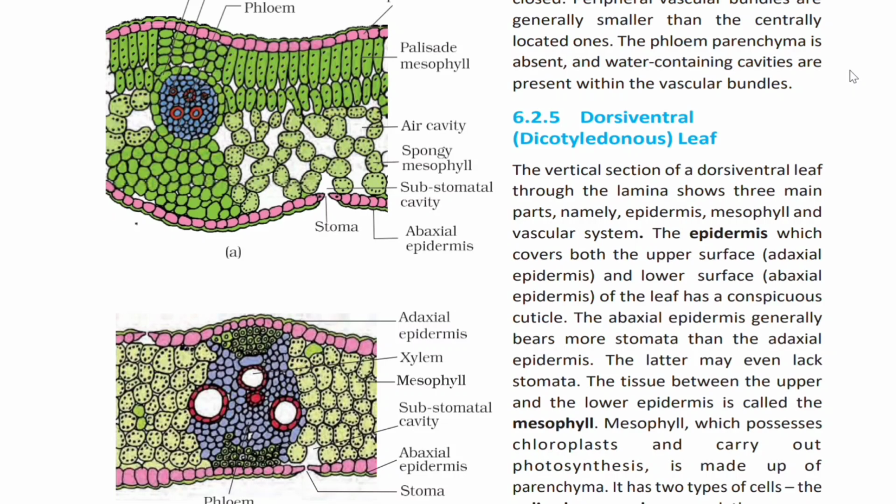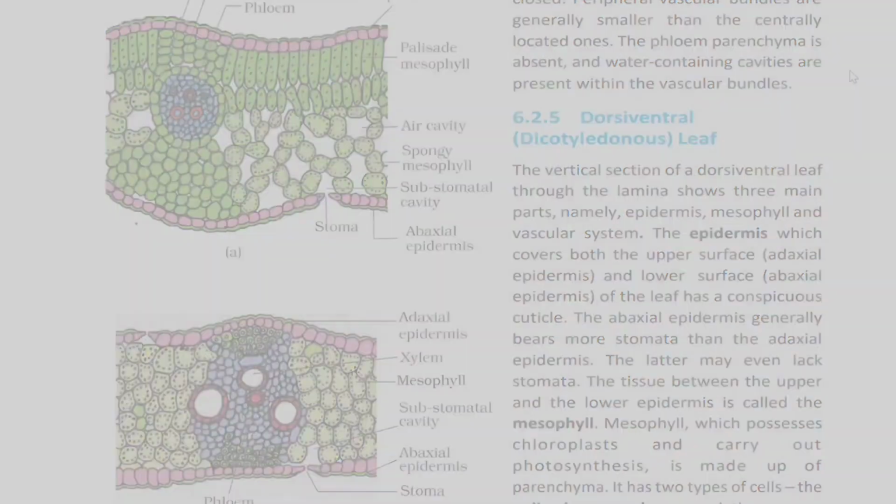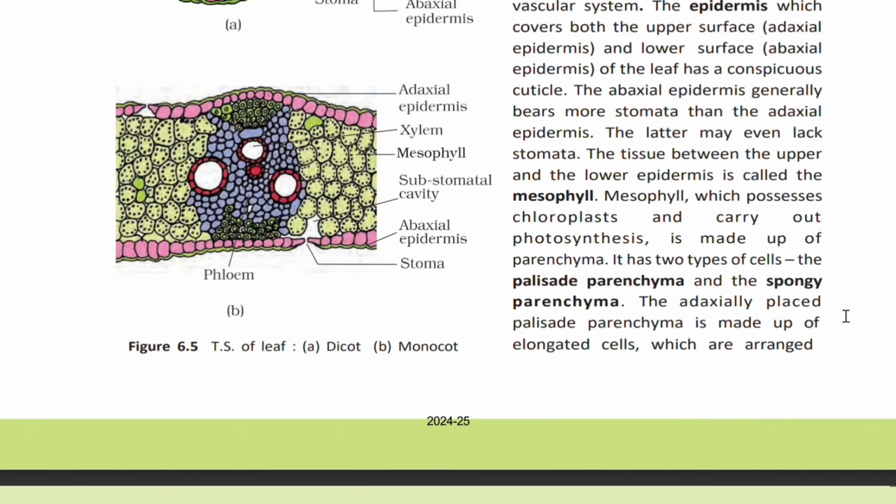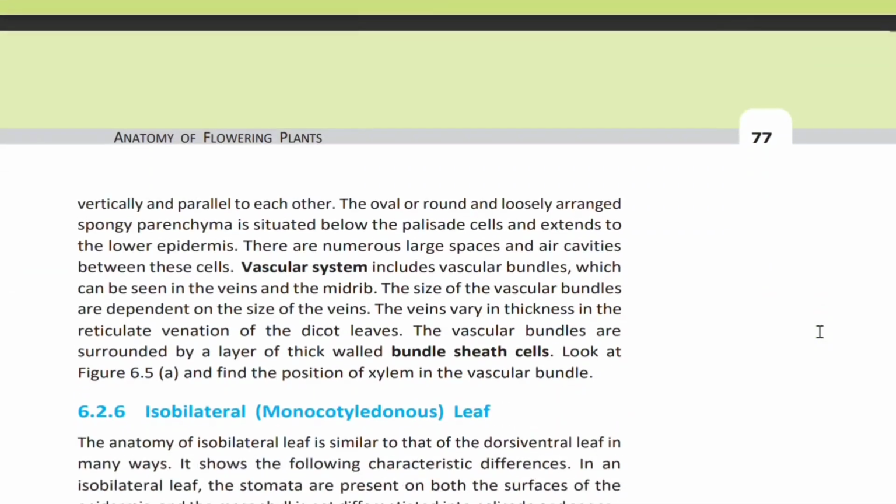The tissue between the upper and lower epidermis is called the mesophyll. Mesophyll, which possesses chloroplast and carries out photosynthesis, is made up of parenchyma. It has 2 types of cells, the palisade parenchyma and the spongy parenchyma. The adaxially placed palisade parenchyma is made up of elongated cells which are arranged vertically and parallel to each other. The oval or round and loosely arranged spongy parenchyma is situated below the palisade cells and extends to the lower epidermis. There are numerous large spaces and air cavities between these cells.